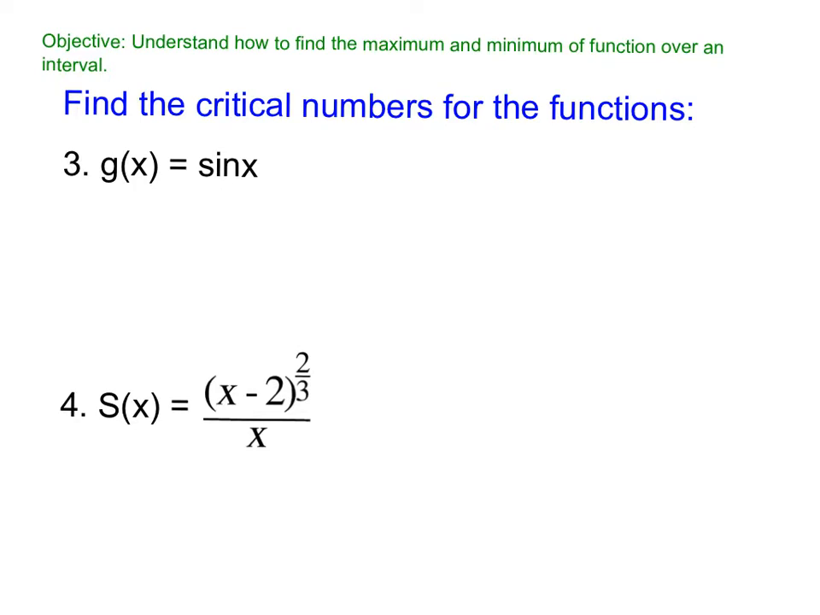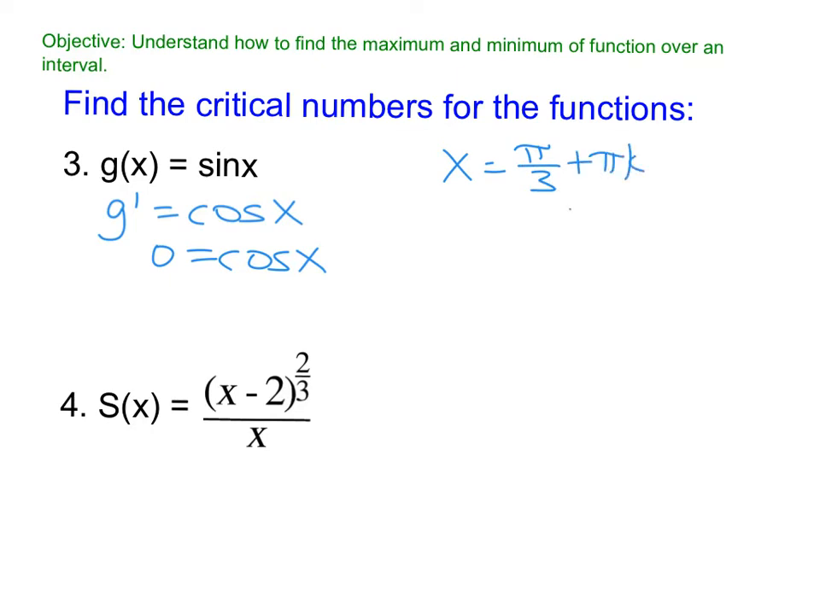All right, same thing, find the critical numbers. So g prime is cosine. So cosine of x equals 0 at pi over 2 plus pi k, where k is an integer. Or if you want to be fancy, you can write it as k belongs to the integers. That's a symbol, a weird Z with an extra line on it, is the integer symbol.